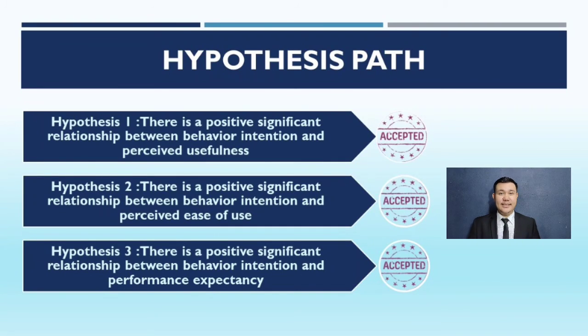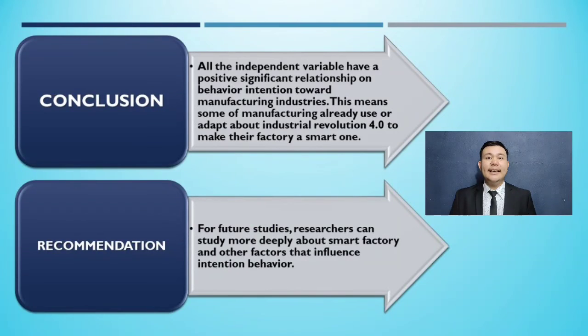Based on the correlation, here is my hypothesis path. Hypothesis 1, there is a positive significant relationship between behavior intention and perceived usefulness, is accepted. Second, the hypothesis that there is a positive significant relationship between behavior intention and perceived ease of use is also accepted. And the last one, the hypothesis that there is a positive significant relationship between behavior intention and performance expectancy is also accepted. In conclusion, all the independent variables have a positive significant relationship with behavior intention toward manufacturing industry.